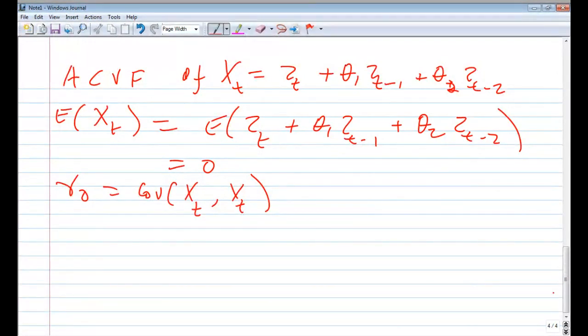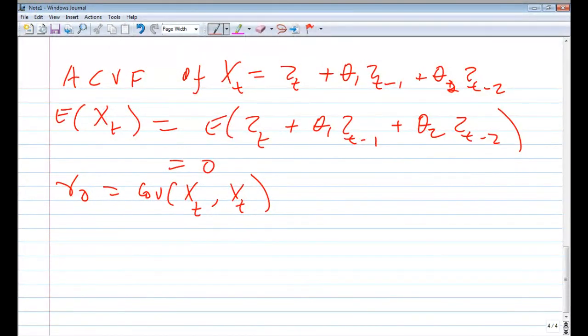Why are you calculating gamma 0? We're calculating gamma 0 because we want to find the autocovariance functions of xt, which is the moving average of order 2. To do that, you have to calculate gamma 0, gamma 1, gamma 2, up to gamma k. That is the autocovariance functions. Now, you can use gamma 0 equal to covariance of xt and xt or gamma 0 equal to variance of xt. You're going to get the same answer.